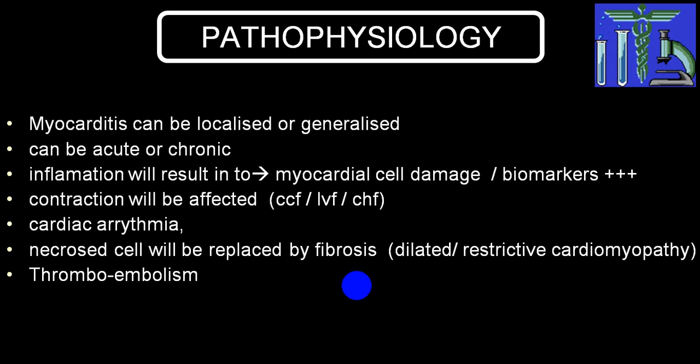Because of inflammatory involvement of the myocardium, it can result in cardiac arrhythmias. The most common cardiac arrhythmia will be ventricular arrhythmias, which can be lethal. This necrosed myocardial cell will be replaced by fibrosis, and by and large it will result in dilated cardiomyopathy or restrictive cardiomyopathy. On the ventricular side of the inflamed myocardium, you can have formation of a thrombus, and from that thrombus you can get thromboembolism.